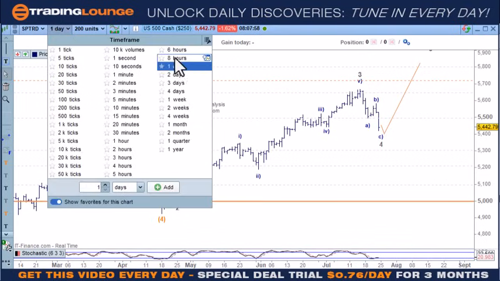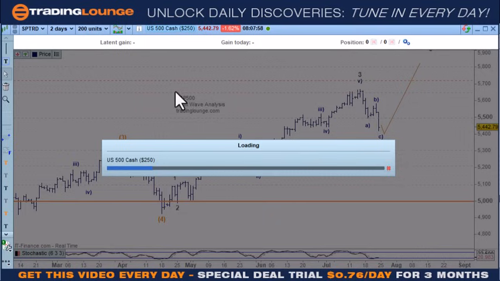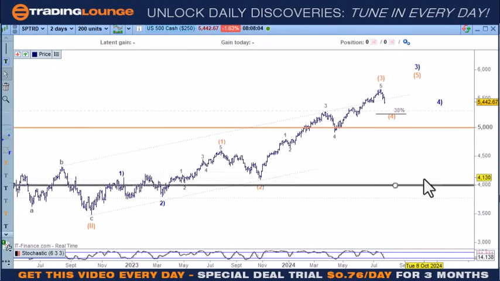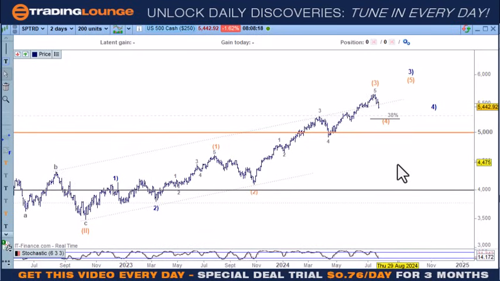So if we have a look at a couple of other counts here on the 2-day, this would bring us down further here. This is another count that's reasonable as 1 and 2 and 1 and 2 and 1, 2, 3, 4, and having 5 waves in this move up here. So that fits actually quite nicely, and that would bring us down a little bit deeper at that point. So I think that's interesting. That's a 38.2% retracement level, coming in around the 5,250 at that point. And if that was the case, then we'll be coming down further.